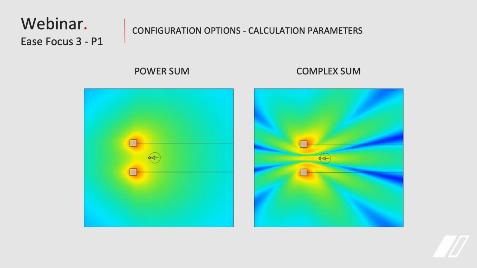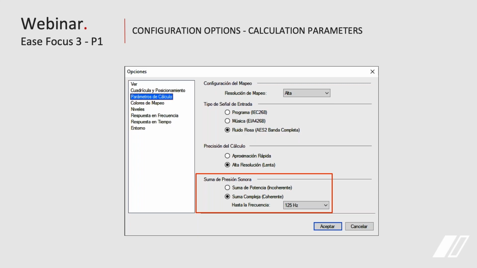In power sum, all we really get to see is all the energy radiating in all directions and summing up. You don't really get to see where it's canceling and where it's not. But in complex sum, we have the opportunity to see the interaction of subwoofers at two different points and how they interact. Since we normally use it for subwoofers, I cut it off at about 125, so that once we get into the 125 range, we'll be able to see all the interactions between the subs.